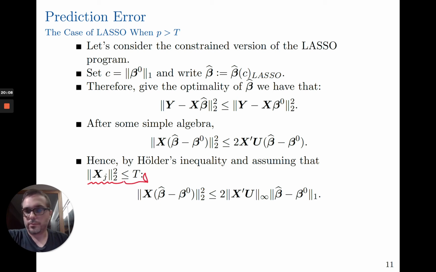Because we are just assuming that the columns are normalized, to achieve this result we don't need this condition. We are going to use it later.